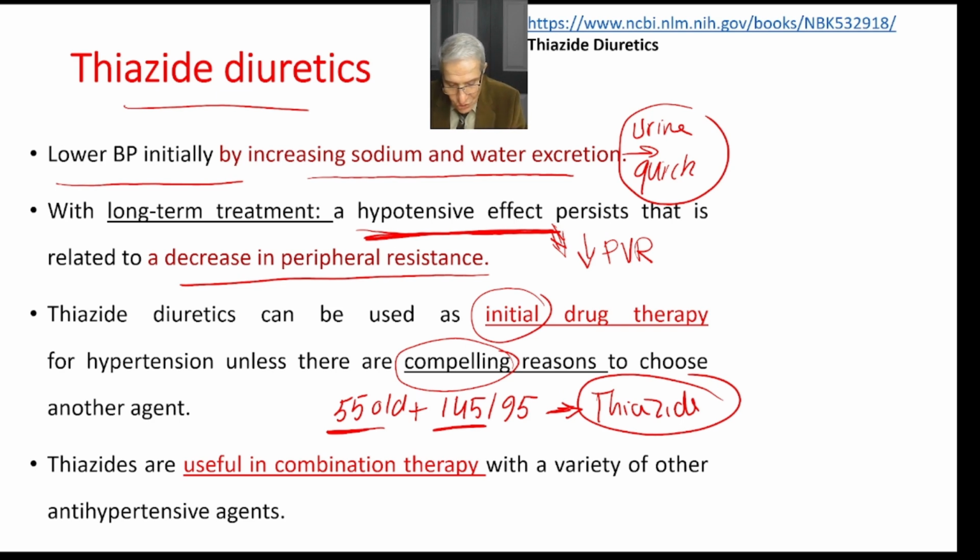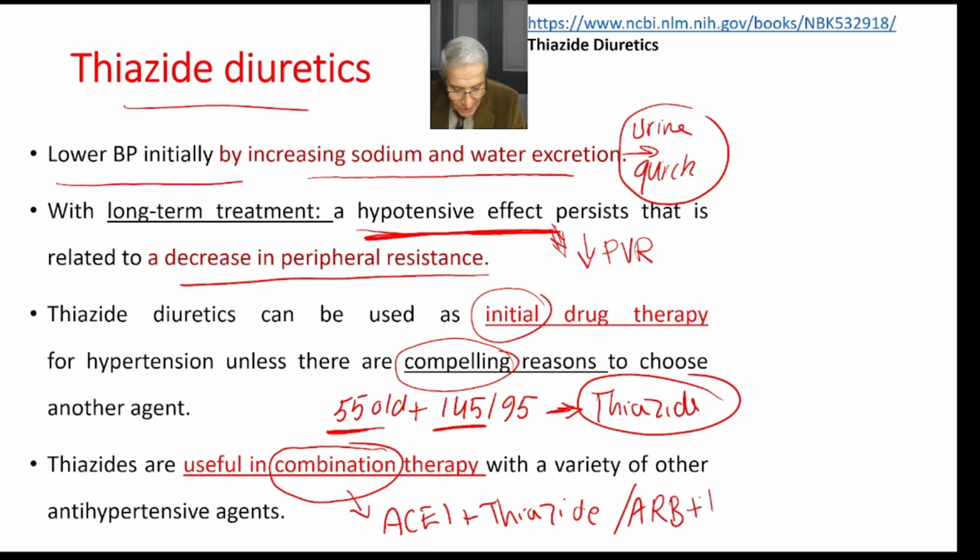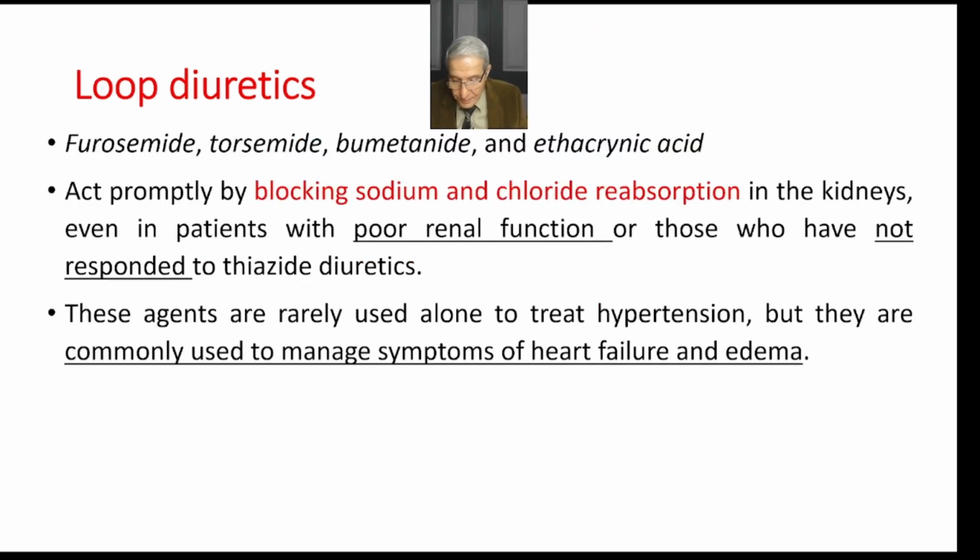This is number 1. Number 2, the patient could use thiazide as a combination therapy with other medications, such as, for example, ACE inhibitor plus thiazide. So at the end of this lecture, we have 2 slides about combination. Could be ARBs plus thiazide. So we have a group of medication regarding this combination treatment.